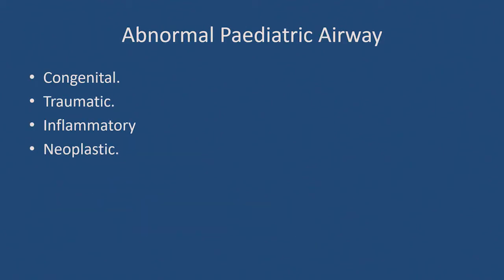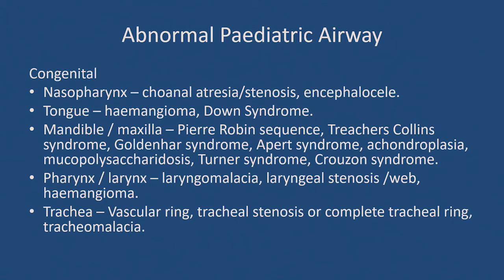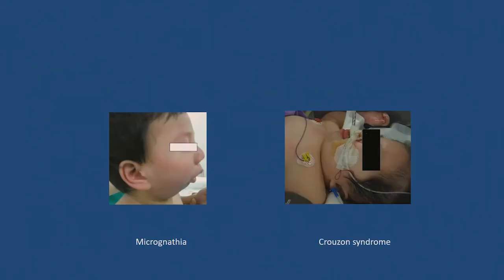Abnormal airway can be the result of congenital, traumatic, inflammatory, or neoplastic etiologies. There are numerous causes of congenital airway problems in pediatrics. We should make a systematic assessment starting from the nose, nasopharynx, down to the tongue, mandible, maxilla, pharynx, and trachea. Some airway anomalies are readily observable, such as micrognathia or craniofacial anomalies such as Crouzon syndrome.